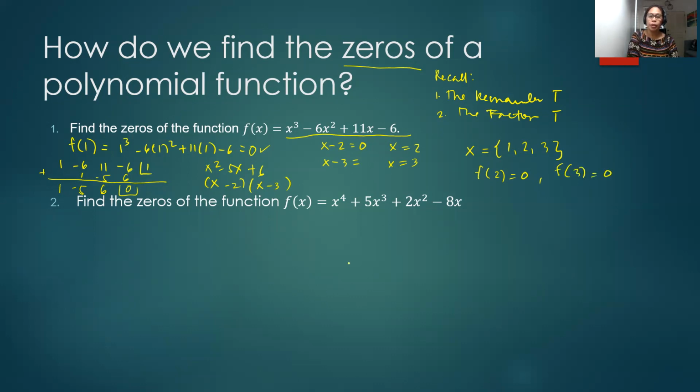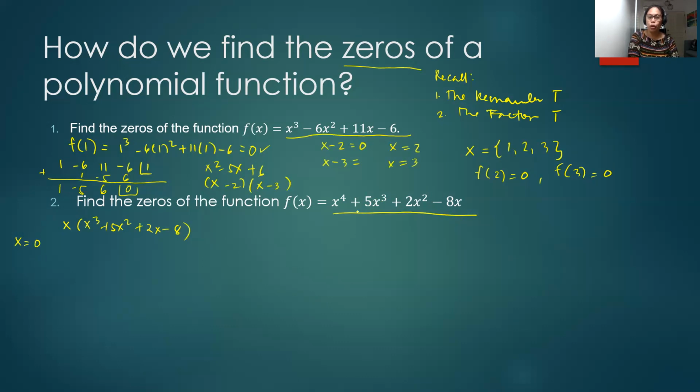Okay? Now, for number 2, we're going to work on the zeros again. Since the common factor for each term here is x, we'll just divide this function by x. So we get x cubed plus 5x squared plus 2x minus 8. If one of the factors is x, then one of the zeros is 0, x equals 0.